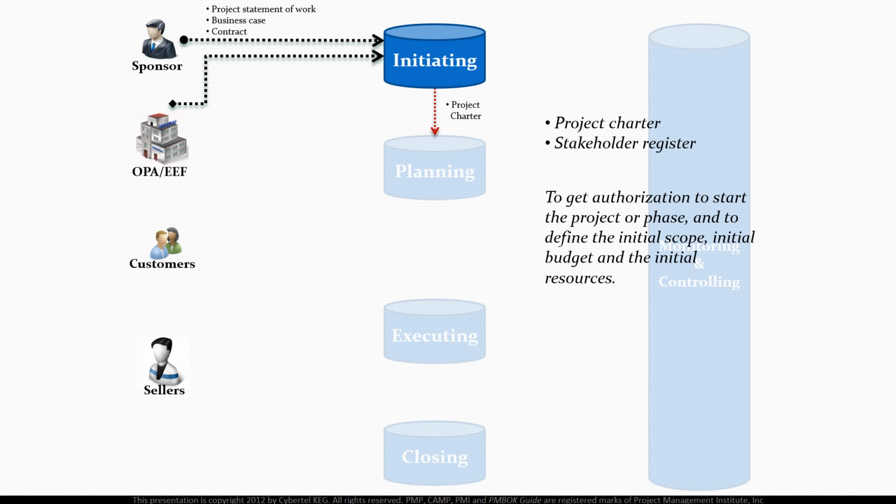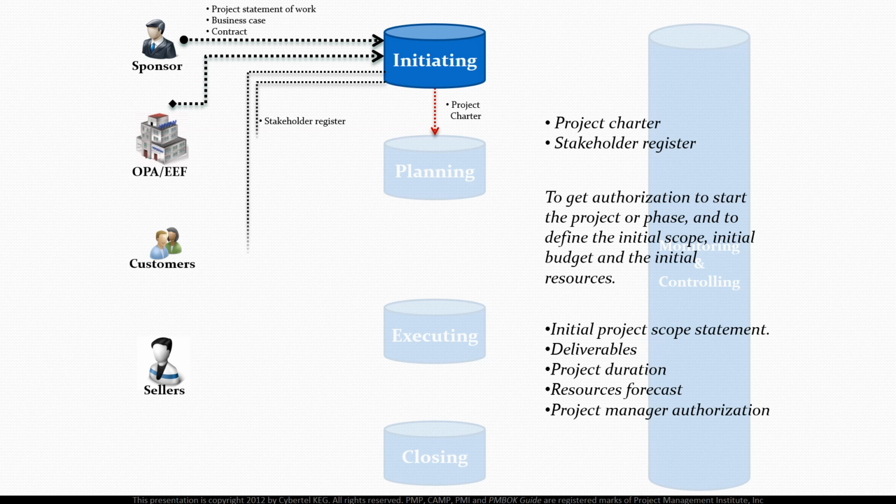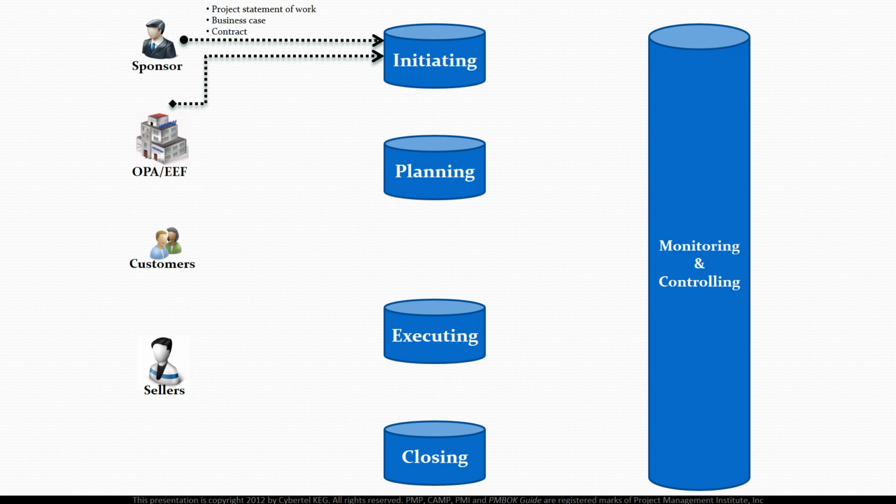At the end of the initiating processes, we should come out with a clear description of the project objectives and the reasons why this project is the best alternative to satisfy the requirement. And also we come out with the initial project scope statement, deliverables, project durations, resource forecast, and the project manager authorization to acquire resources.